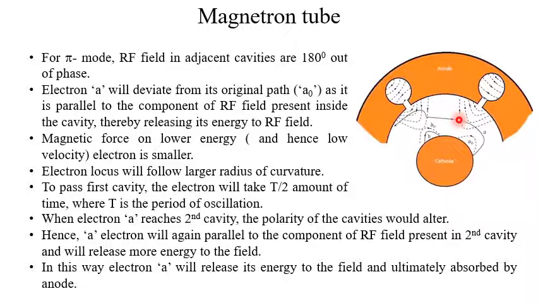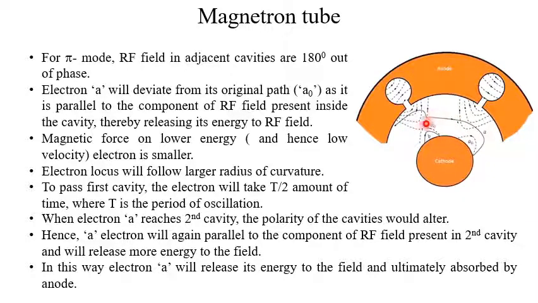To pass the first cavity, the electron should take exactly T/2 amount of time, where T is the period of oscillation. So at this point, it will take T/2 to reach this point. Now when electron A reaches the second cavity, the polarity of the cavities would alter, because after T/2 the polarity of the cavities would alter and it will release more energy to the field in a similar way. So the condition will be just reversed.